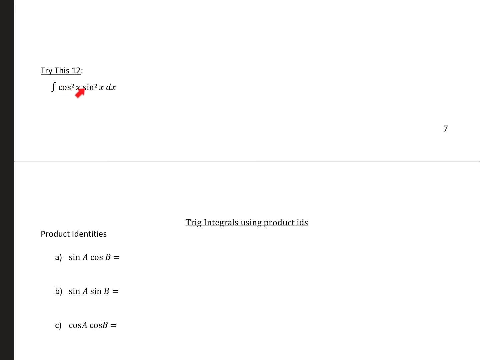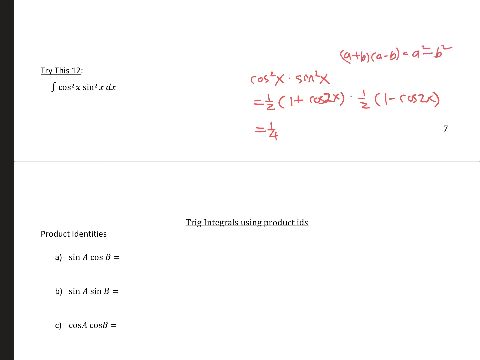Sine squared, cosine squared, there's no odd power, they're both even powers. So what can I do? Again, I'll make a little side note here. Cosine squared times sine squared. So again, it'd be 1/2 (1 plus cosine 2x) times 1/2 (1 minus cosine 2x), which is 1/4. Oh, it's like (a plus b)(a minus b), right? So that simplifies to a squared minus b squared. So this is like my a, this is like my b. So it'll be 1 squared minus cosine squared 2x.